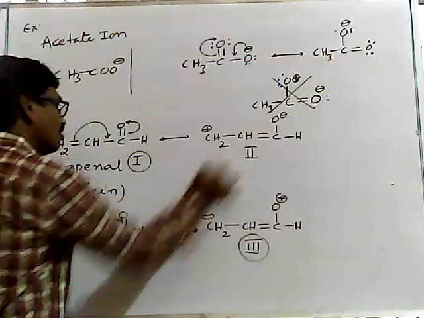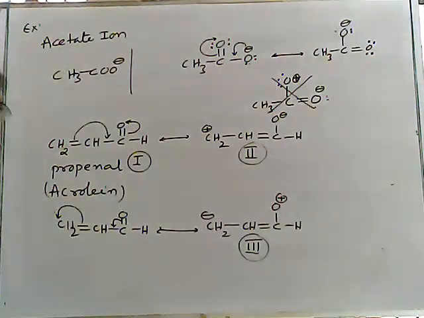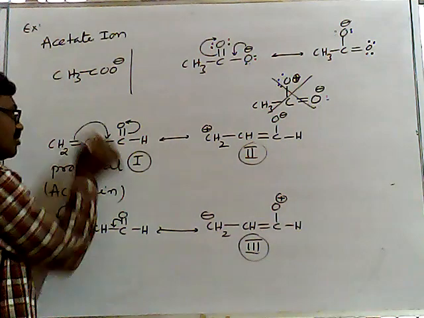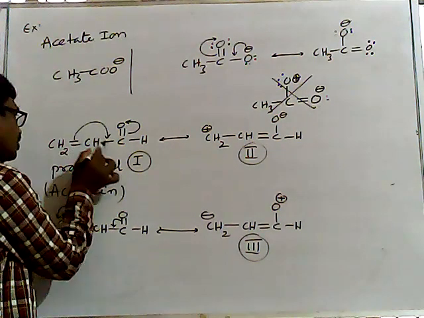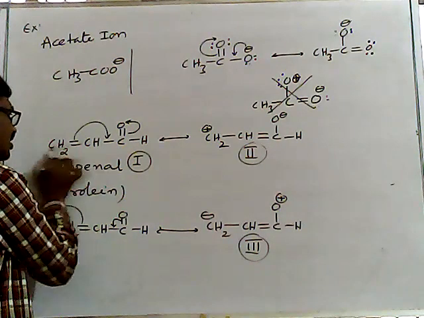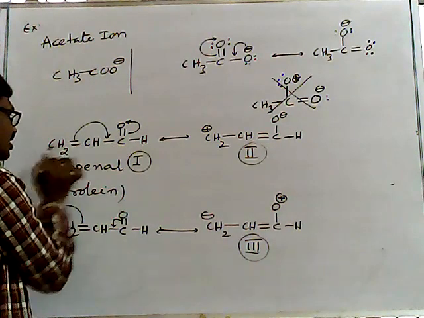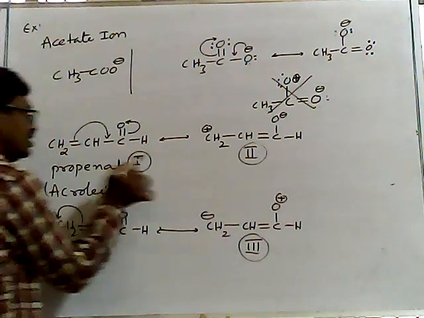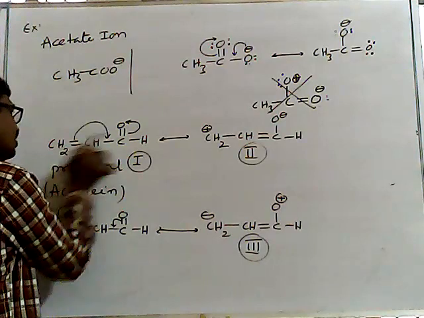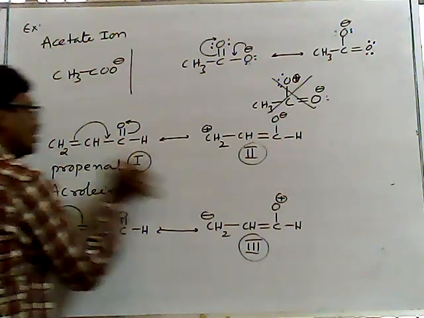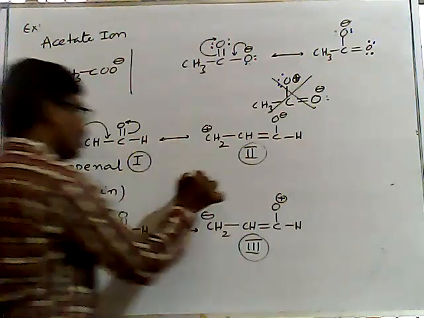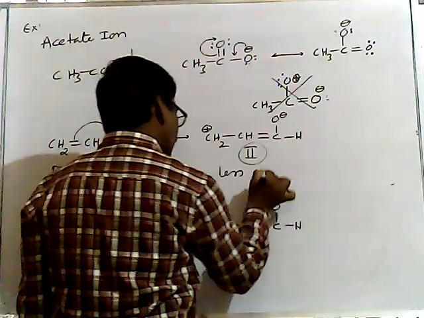So which is more stable? What is the order of stability they ask? This is more stable because more covalent bonds are present here. See here 1, 2, 3, 4, 5. I counted only the bonds in between carbon and hydrogen here. Otherwise you can check the pi bonds. Here 2 pi bonds are present. Here only one pi bond is present. So the number of covalent bonds is less there. So fewer covalent bonds.